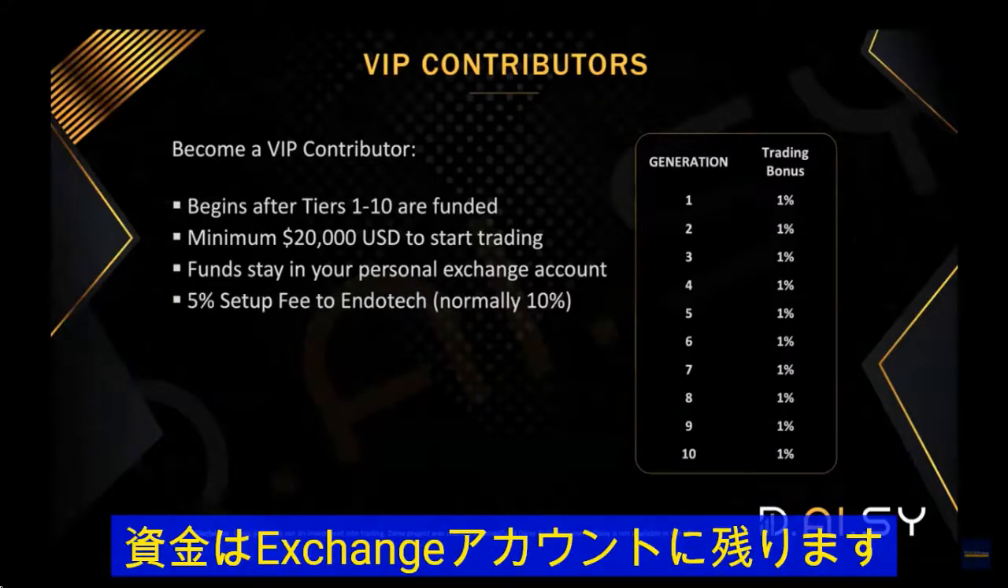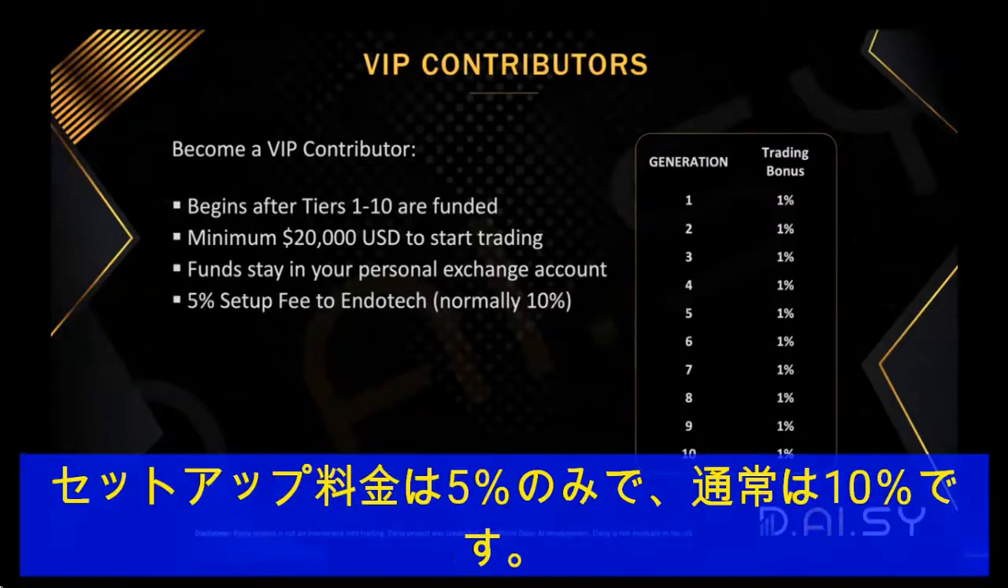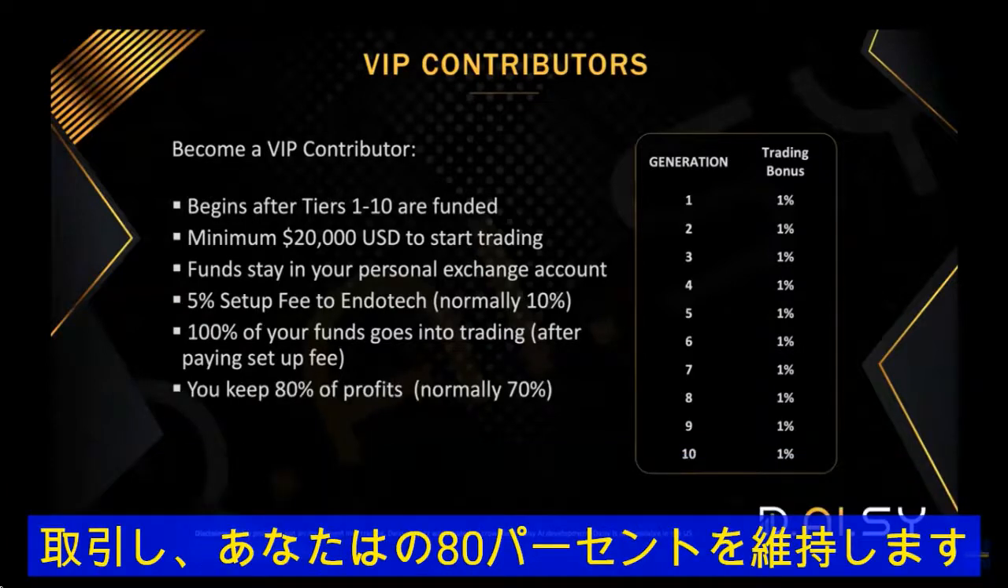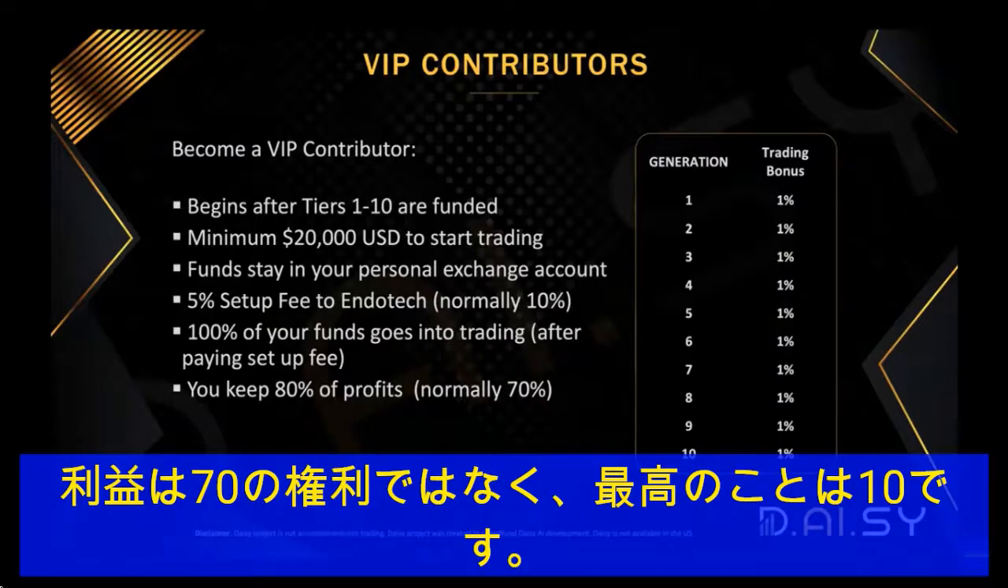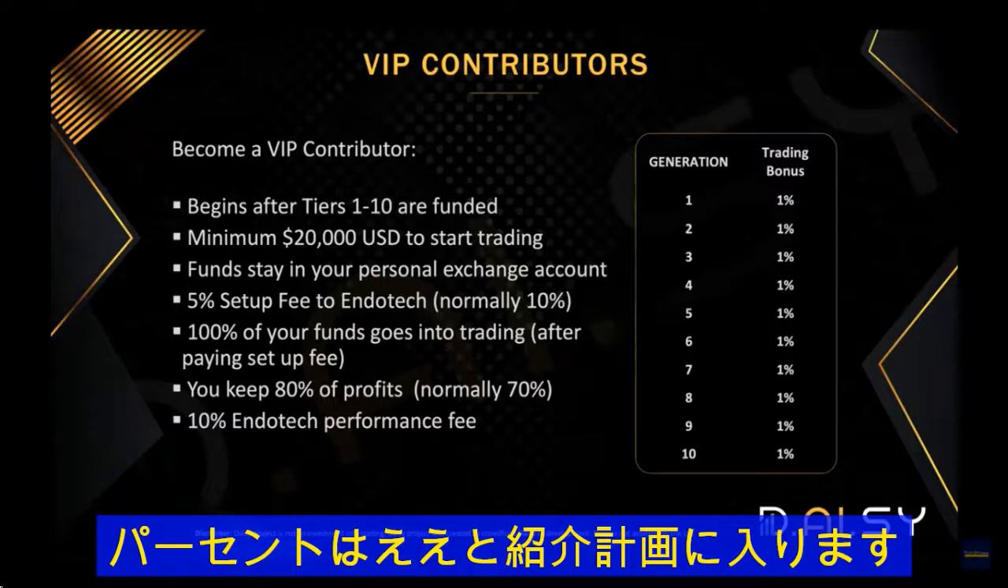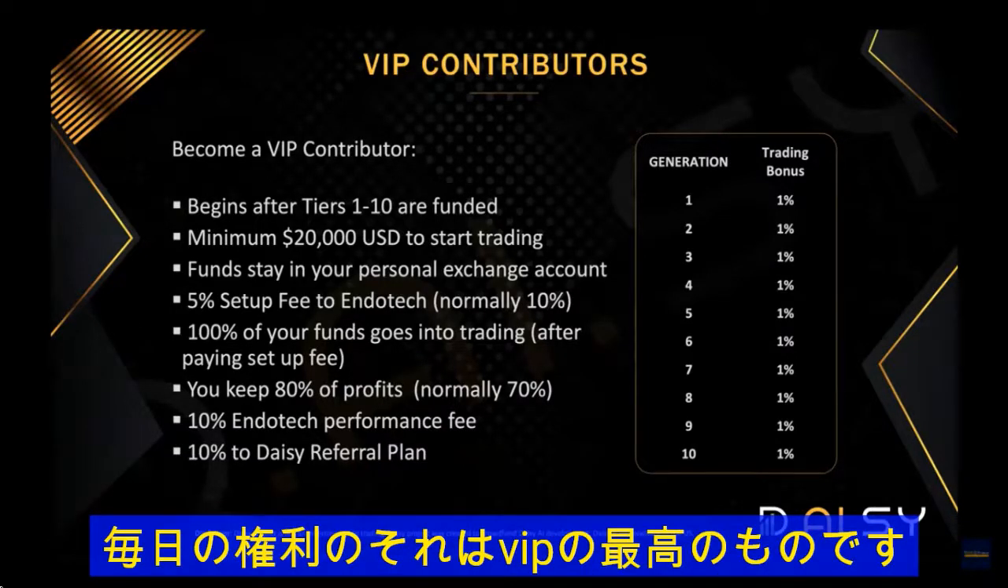Okay, all the funds will stay in your exchange account, and the setup fee will be 5% only, and typically it's 10% for institutional investors, and 100% of your funds will go into trading, and you will keep 80% of profits, not 70, right? And the 10% Endotech performance fee will have to be paid as well, and 10% will go into the referral plan of DAISY, right? So that's the best thing.